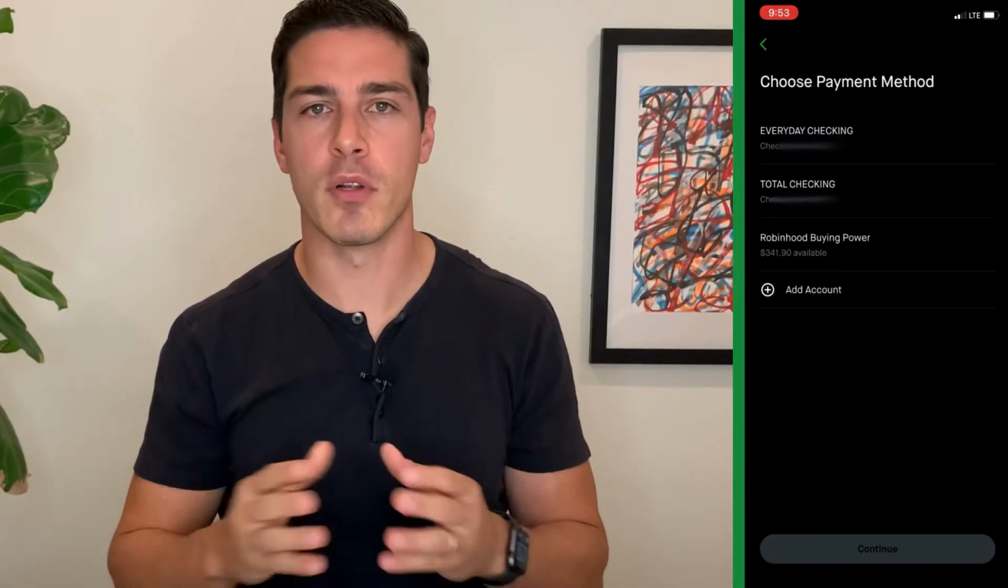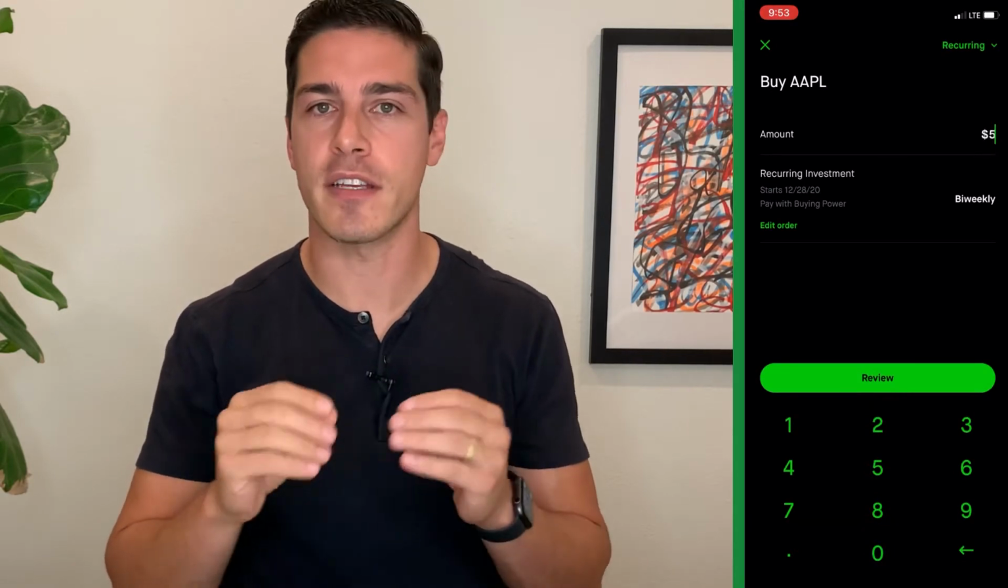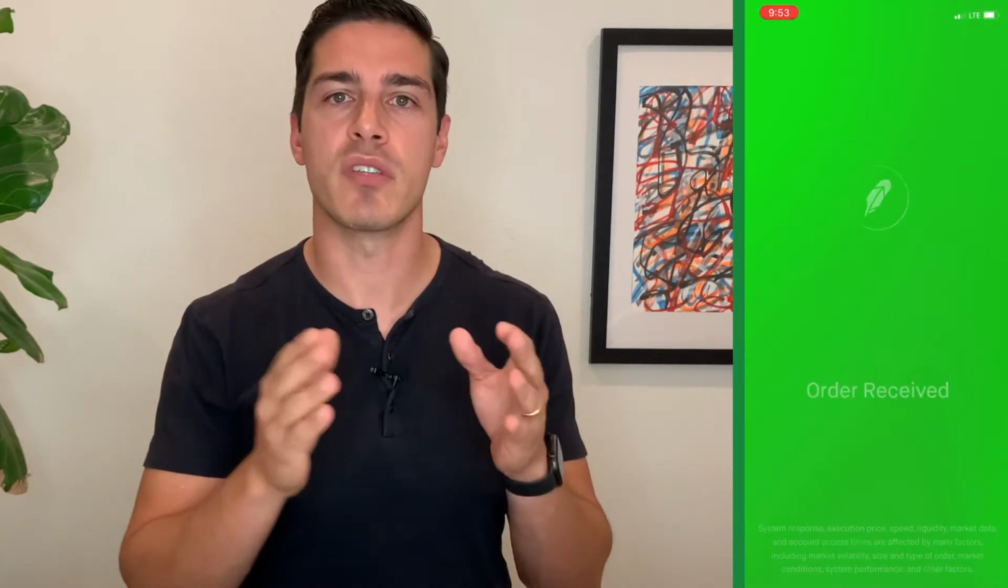Choose the account you want your funds to be pulled from, then enter the amount that you want to invest in that stock. Swipe up and it will set up your recurring investing. You can set up your recurring investing for as many stocks as you want.